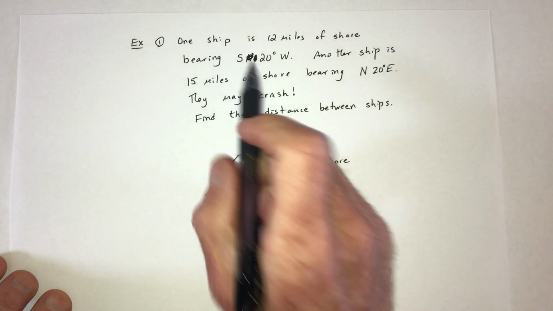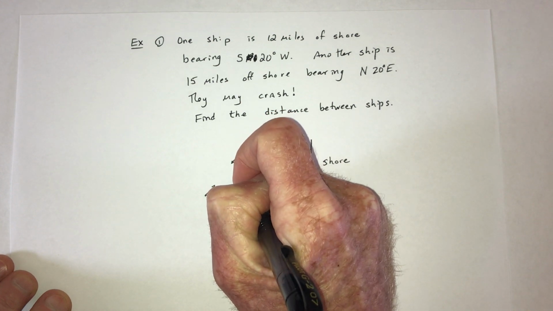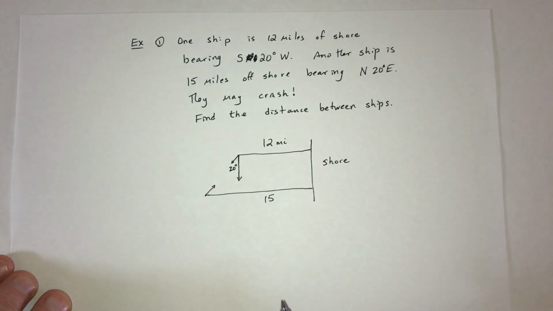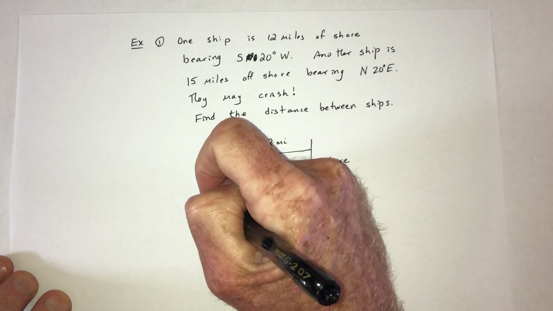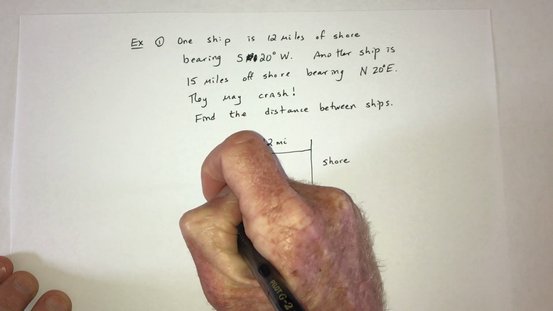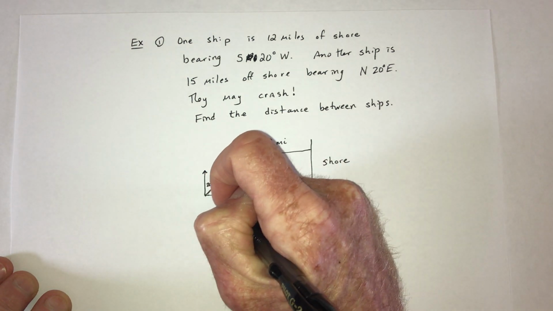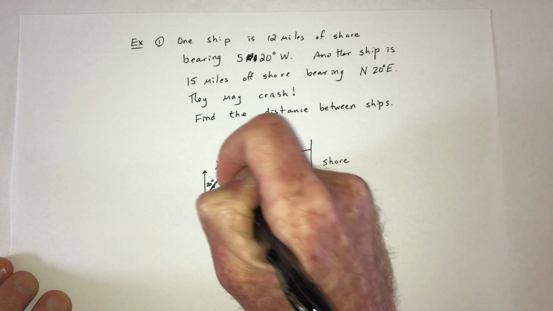Now I should actually draw this part. So this one is going from the south. Make this 20 degrees towards the west. And for this one, you go from the north and then 20 degrees. So they're headed right for each other. Then find this distance between them. We'll call that x.